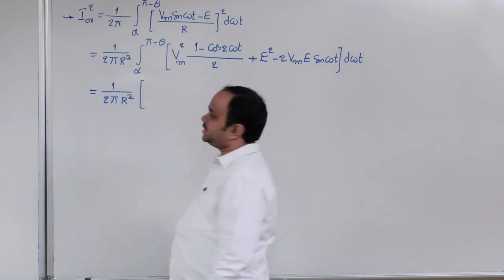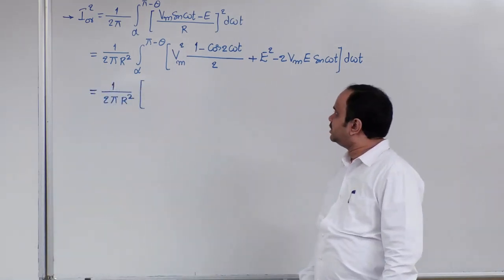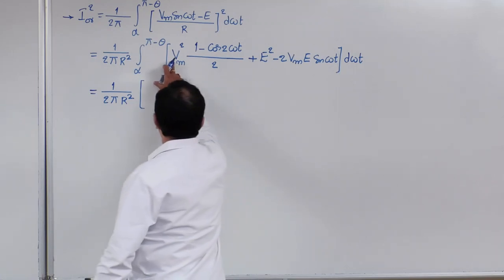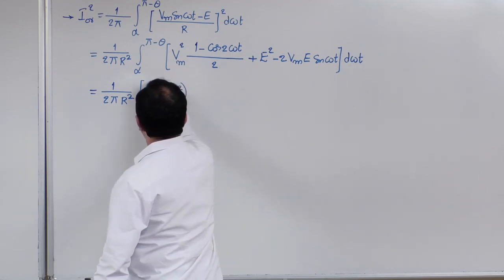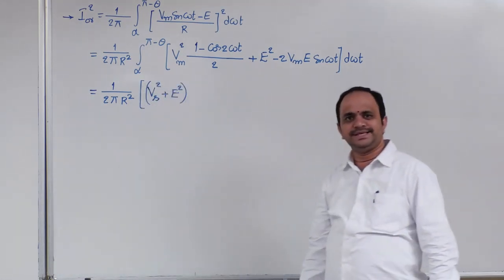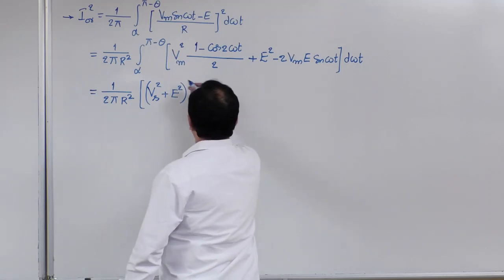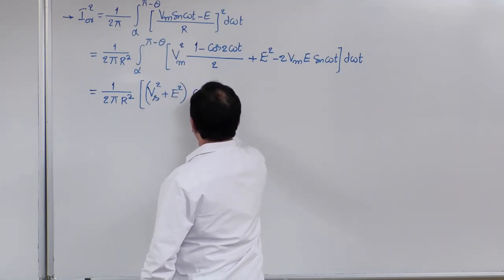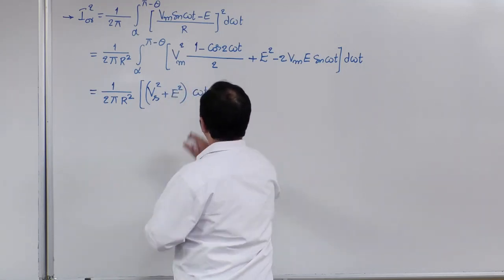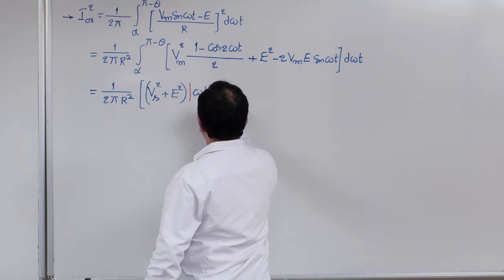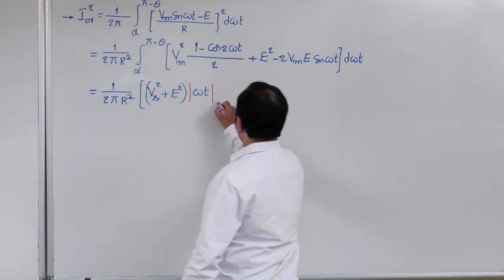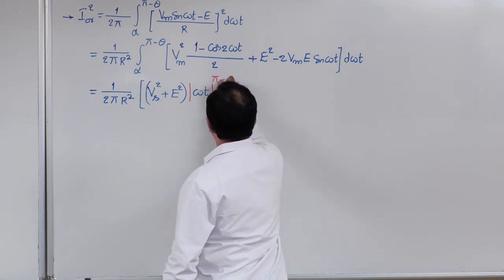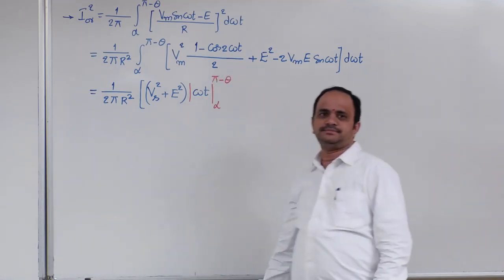Now, 1 by 2 pi R square. As we discussed in the diode and RE load circuit, I can follow the same notation. First term Vm square by 2 can be written as Vs square plus E square. So, this term is a constant. Therefore, what is the integration for constant? That number multiplied with omega t. Limits from alpha to pi minus theta.